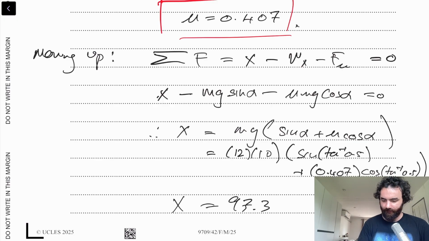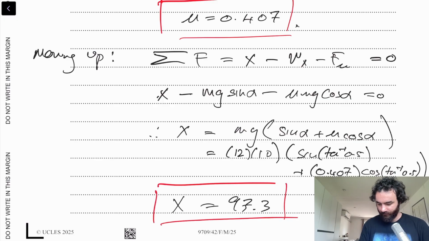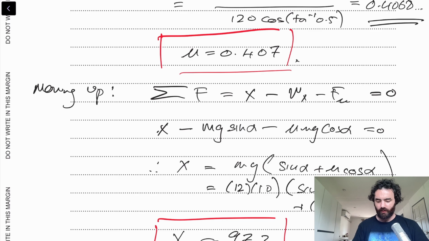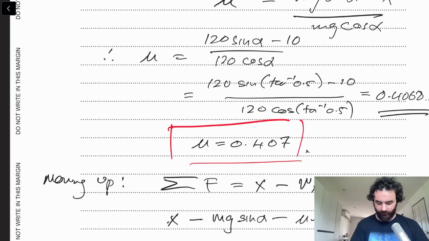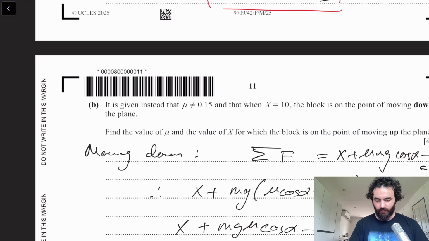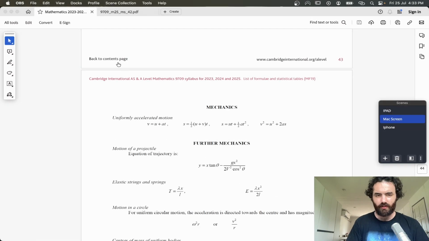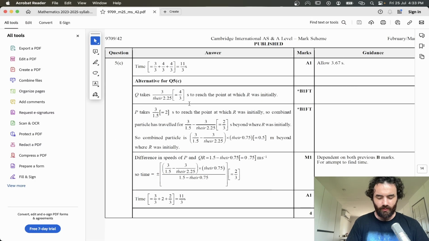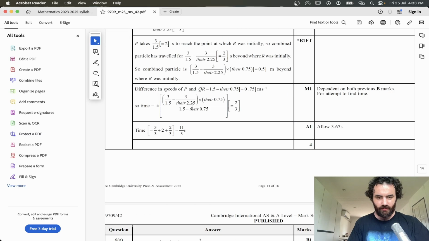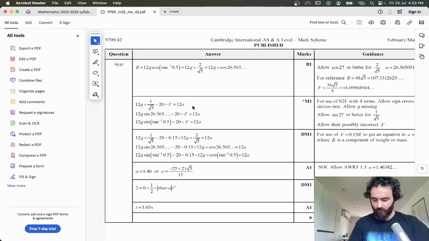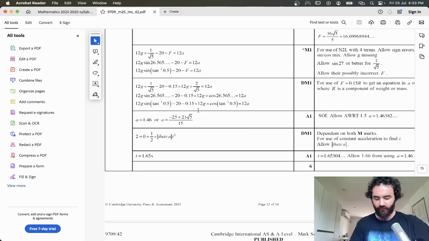97.3. Okay. Alright, let's check. Is that finished? Okay, no, one more. Okay, let's check those. Max screen. Okay, so this is question 6. So 1.65 for the first one, correct.